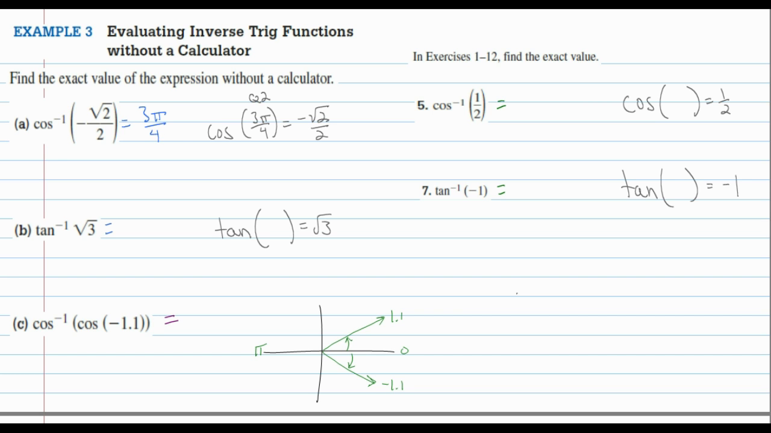Now a little trickier. I told you about the unit circle, it's going to come back. The tangent of some angle is square root 3. Well, if you remember, the tangent of pi over 3 is square root 3. The sine of pi over 3 is square root 3 over 2. The cosine of pi over 3 is 1/2. Square root 3 over 2 divided by 1/2 is square root 3. So because the tangent of pi over 3 is square root 3, the inverse tangent of square root 3 is pi over 3.